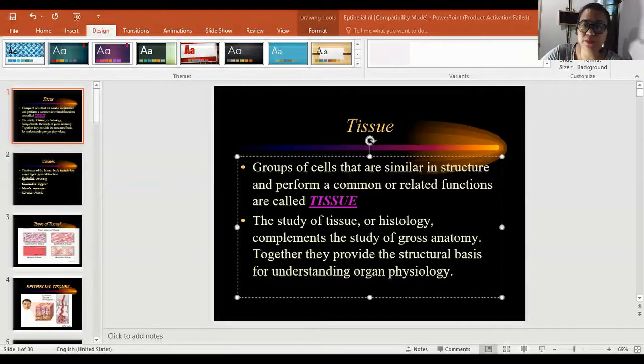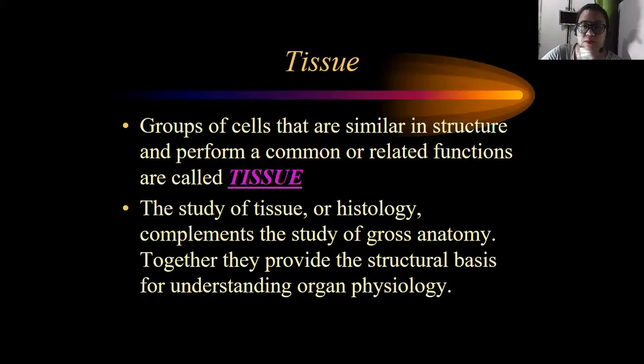Tissues are a group of cells that are similar in structure and perform a common or related function. Histology, the study of tissues, complements the study of gross anatomy. Together, they provide the structural basis for understanding organ physiology. So before you learn more about the skeletal, muscular, or other systems, you need to understand and analyze each of these tissues.